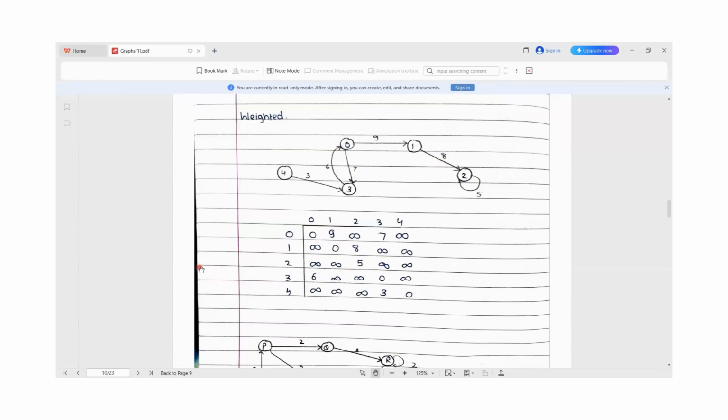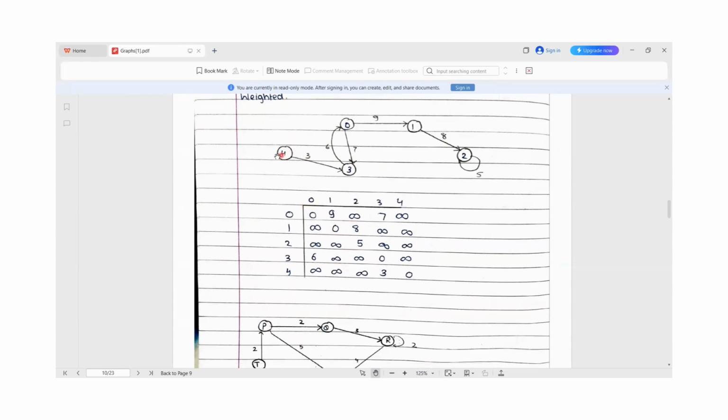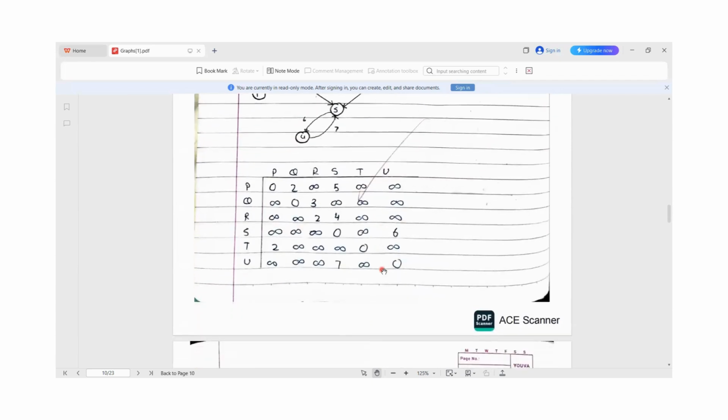In case of a weighted graph, if there is no edge between two nodes, then we will mark it as infinity. If there is a self loop, then we will mark it as 0, because the self loop weight of a node to itself is 0. Otherwise, if there is an edge from 4 to 3, something like that, then we will directly enter that weight.